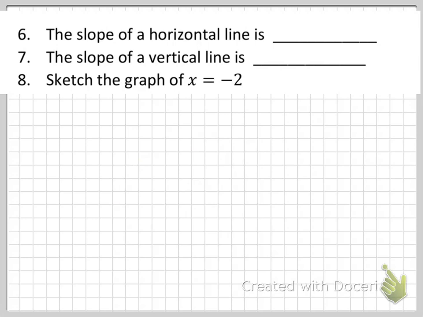Okay, this one's pretty straightforward. The slope of a horizontal line is blank, the slope of a vertical line is blank, and then we're asked to sketch the graph of x equals negative 2. So on your paper, if this is a test, you can just write 0 next to number 6. Then you can, number 7, right, you can just write undefined.